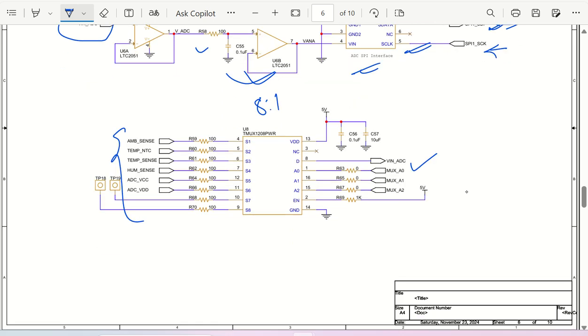The channel selection is being done by 3 IO pins of the MUX, A0, A1, A2, and this is being driven by the microcontroller signal. So you can keep this as 0, 0, 0. It means the first one will be selected. If you keep it 0, 0, 1, the second one will be selected, 0, 1, 0, then the third one will be selected. Like that, it will keep on happening.